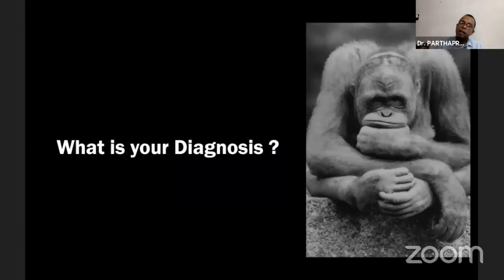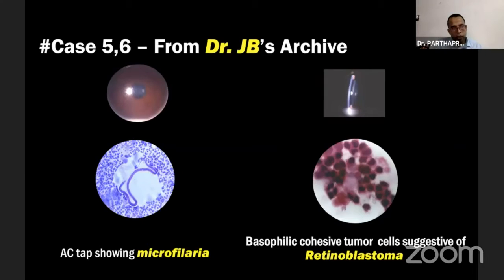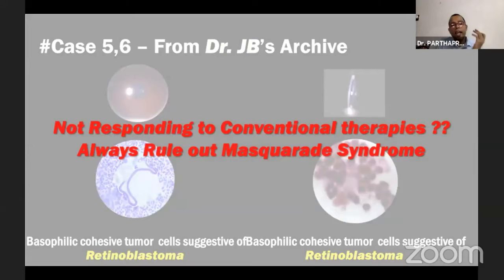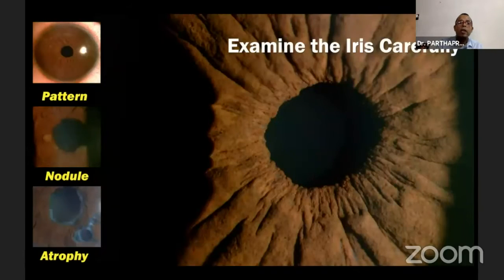At that time, I think you have seen this slide many times, what is your diagnosis? Sir performed an AC tap, and in the first case he found microfilaria, and in the second case there were basophilic cohesive tumor cells, which were suggestive of retinoblastoma. So it's very important that if any anterior uveitis is not responding to conventional therapy, always rule out Masquerade syndrome.